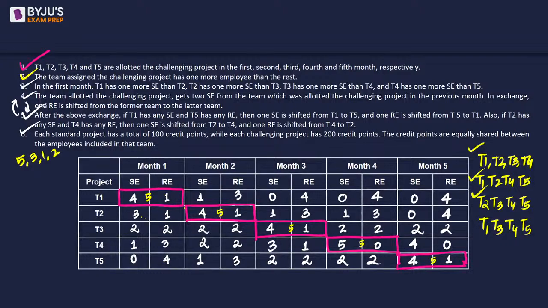Or maybe in one of the standard projects, not the challenging one. So if he was working in T1 and not in T2, this implies that he was not one of the SE employees in the challenging. Because if you remember, 2 out of 4 people shift, and then one person goes back from here. So if he is one of those 2 people, he is supposed to shift.